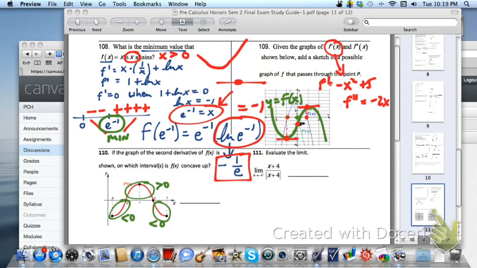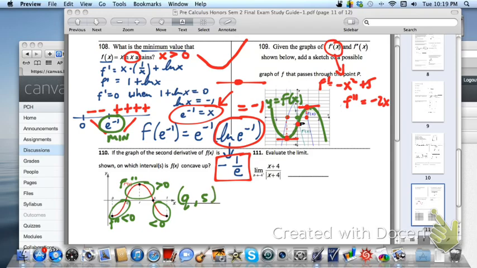So the second derivative we see at q changes concavity. So f double prime less than 0 to f double prime greater than 0, to f double prime less than 0. So what are we looking for? On which intervals is f of x concave up? Oh, so all we need is concave up. That means between q and s, f of x is concave up.